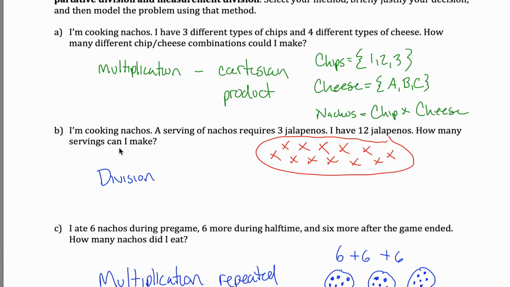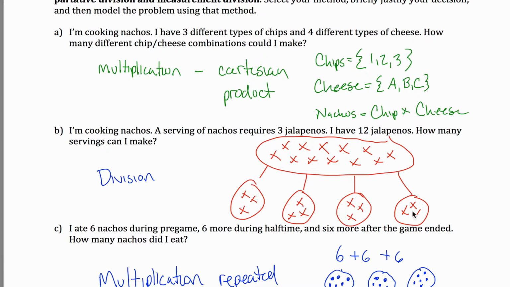And I don't know how many servings I can make, so I have a question. I don't know how many groups I'm going to have down here. But I do know that each group has exactly 3 in it. So I can get one group with 3, and then there's another group with 3, and now I've used up 6 of them. And then another group of 3, so now I've used up 9 of them, and another group of 3. Now I've used up all 12. I have 4 groups, my answer is 4, but this is the measurement method of division, because I'm measuring out groups of size 3 from my initial 12.